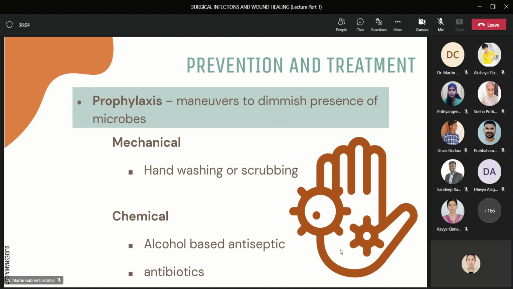Next, we have prevention and treatment of infections. First, we have prophylaxis, which are maneuvers to diminish the presence of microbes. These are divided into mechanical and chemical. For mechanical, we have hand washing or hand scrubbing. For chemical, we have the alcohol-based antiseptics and antibiotics.